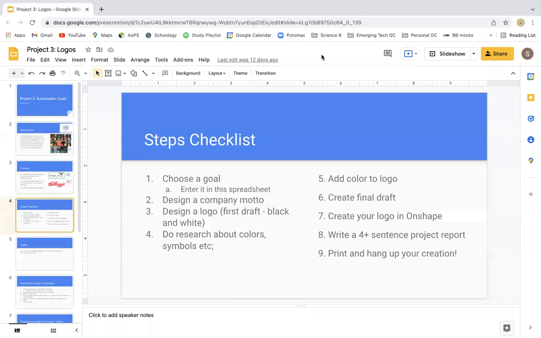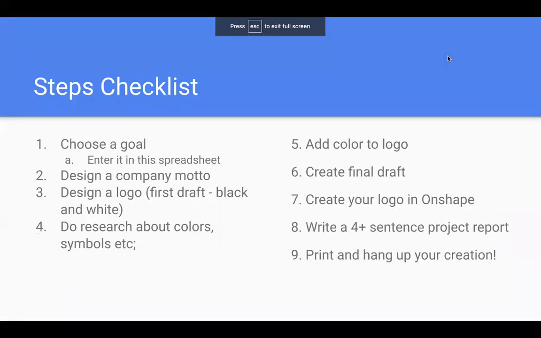Okay, so now what you're going to do is design a logo, right? After you have a company's motto, you know what your company works for. What is it? What does it stand by? The ideals it stands by, right? So you're going to design a logo based on it. It can be designed in Canva, on paper, it doesn't really matter. It's just a brief idea. Then you're going to do research to refine your logo, right?